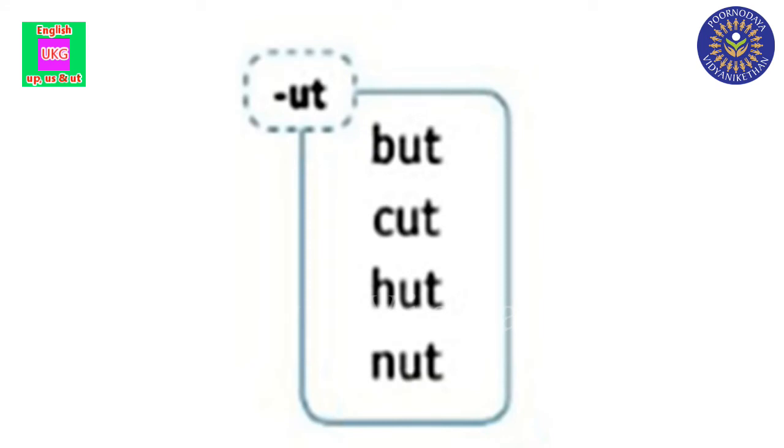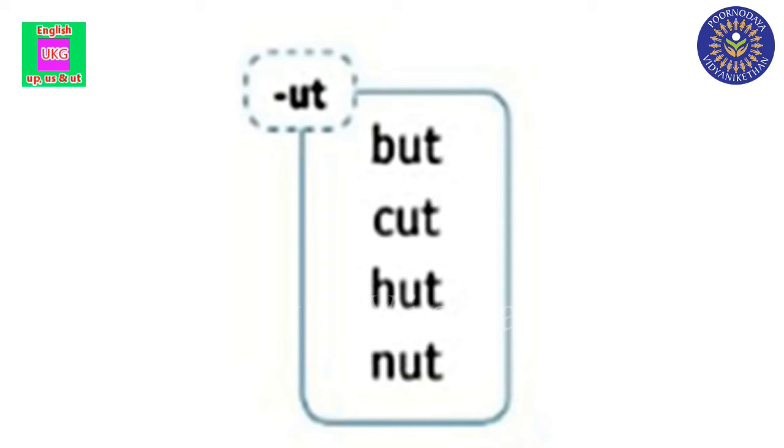UT. UT words. B U T. But. B U T. But. Repeat it, children. B U T. But. What is the sound here? Ut sound. Now see the next one.